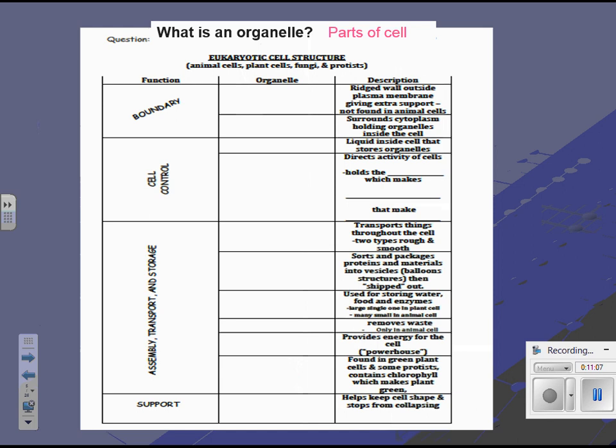So if we're looking at our sheet, because you were just listening and watching there, I'm only doing a couple for you, then you're doing it on your own. What function should we be looking at for cell membrane? We definitely need to be putting our eyes towards boundary. What description should we be looking at? Look at it and then raise your hand. Keyshawn, tell me, what does it say? Which description?